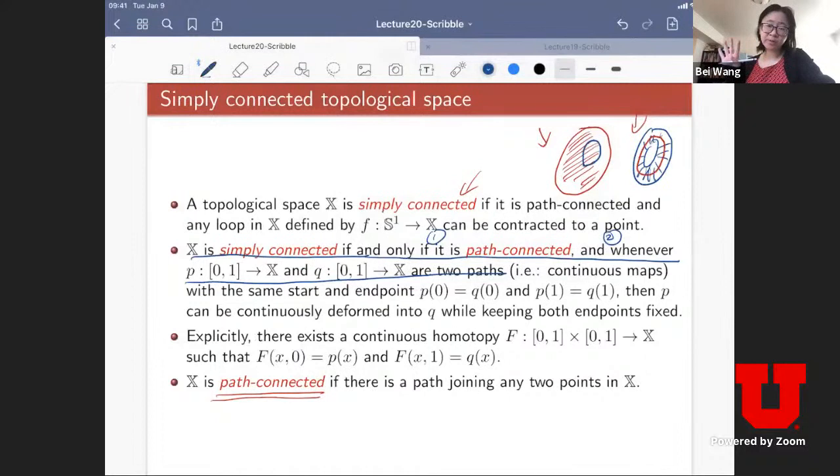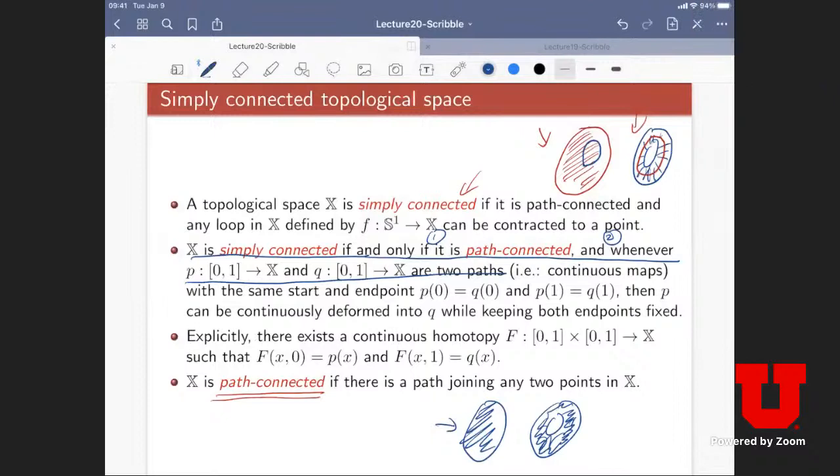So like I said, both spaces I drew here, right? One is this space and one is this space. Both spaces are path connected, but only the one on the left is simply connected. Yeah, in one word, a path connected space can have holes. Exactly. Simply connected cannot.